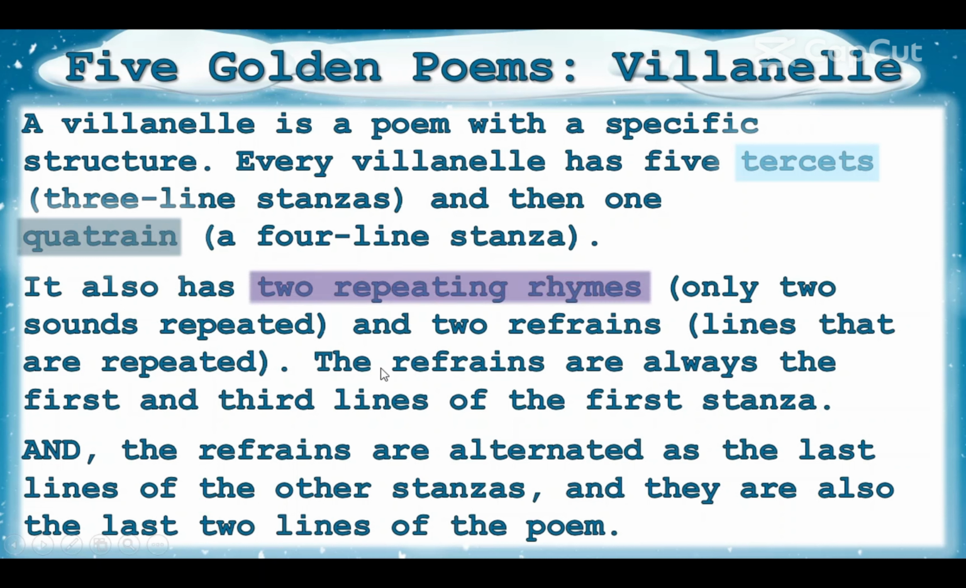A villanelle also has 2 repeating rhymes, so only 2 sounds that are repeated throughout the poem, like repeatedly rhymed, and 2 refrains. Those are lines that are repeated throughout the poem. The refrains are always the first and third lines of the first stanza, and the first refrains are alternated as the last lines of the other stanzas, and they are also the last 2 lines of the poem. Get all that?